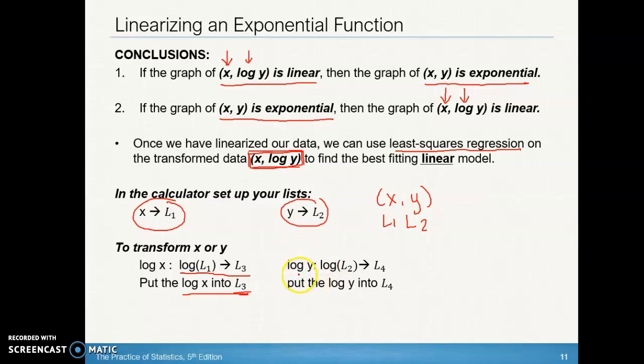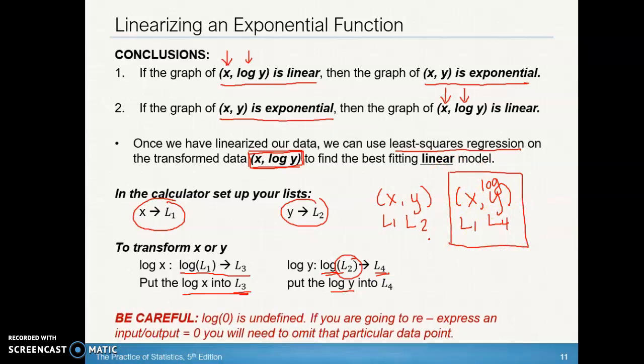Now, to take the log of the y, go over to list 4. At the top of it, you're going to highlight it and write log of list 2. That will take all of your y values and take the log of them. So now you're going to have x comma y, where this is list 1 and this is list 4, because this will be the log of all your y values, which made it linear. That is what you're going to do the linear regression on. I will explain this again on the calculator in a second, so if you're confused by this, hold on.